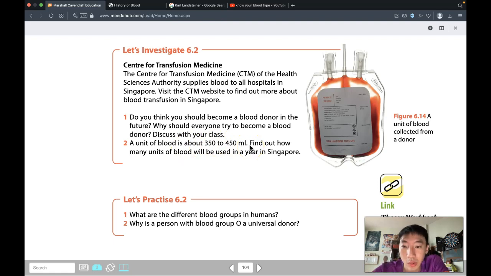How many units of blood will be used in a year in Singapore? Do some research. Go and ask Ch6B. Maybe he'll tell you the answer.